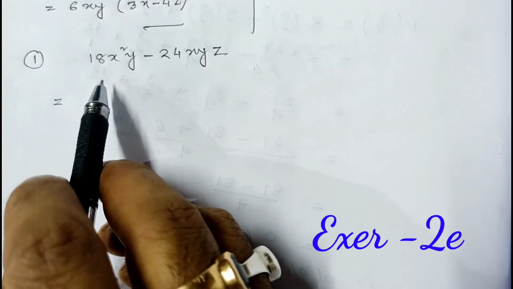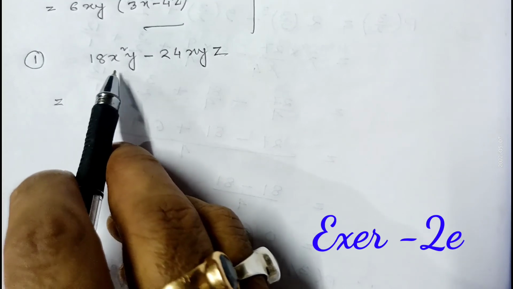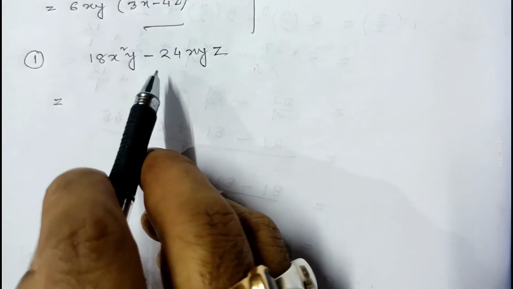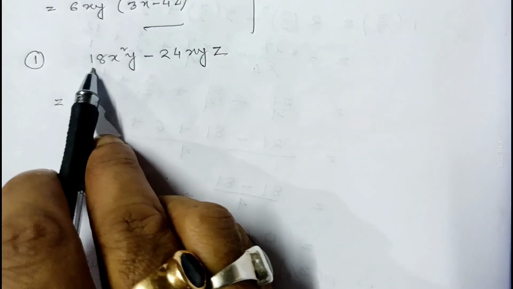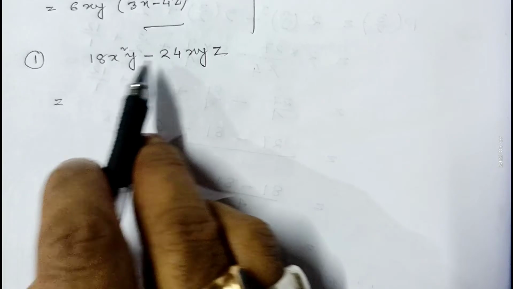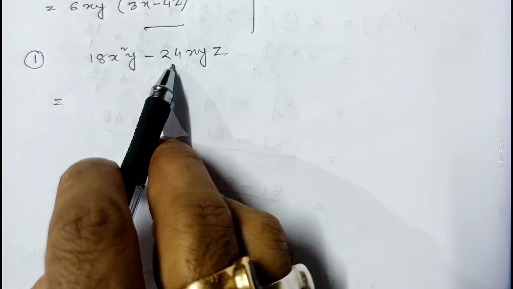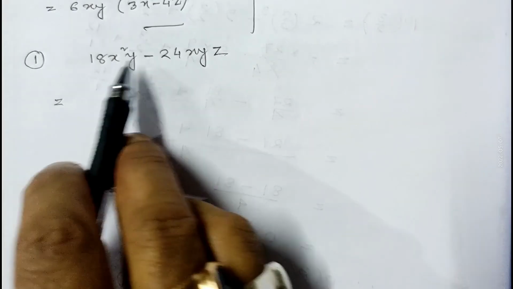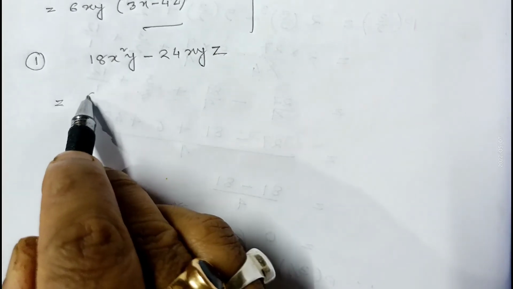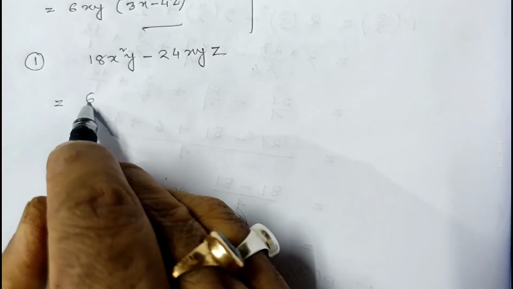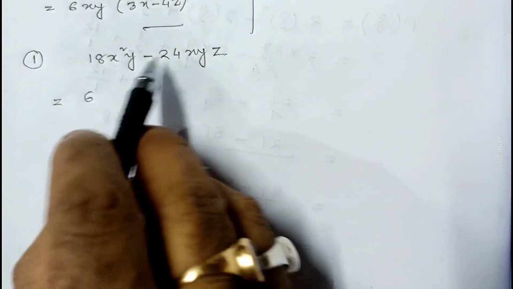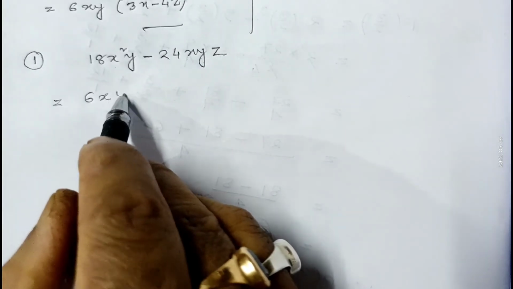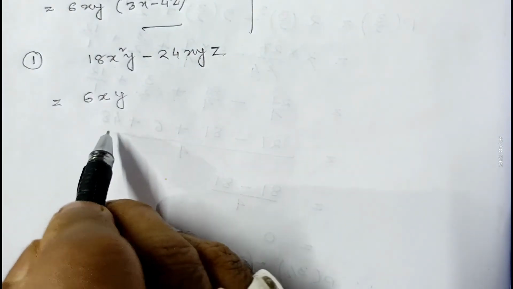In question number 1 of 2E, the question is 18x square y minus 24xyz. Now while factorizing, first you see these numbers 18 and 24. Out of these two numbers, what is the common factor? 6 threes are 18 and 6 fours are 24. So from these two we can take 6 common. So 6 you write outside. Next, out of x square and x, common is x. Out of y and y, we can write y here. So these are the common factors.